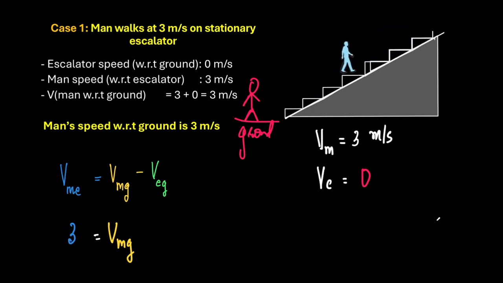What does this mean? This means that a person who is standing on the ground at rest, what he will visualize is that a person is climbing up the escalator at 3 meter per second. Okay. Now you might be wondering what's so conceptual in that. That will become more clear while we discuss the third case. Now let's go to case 2.